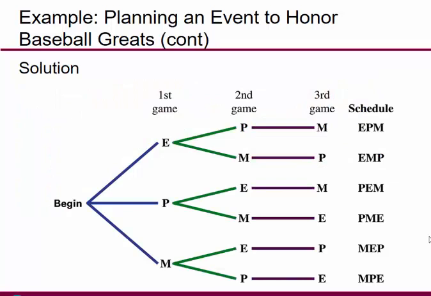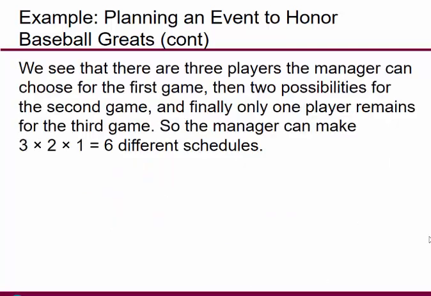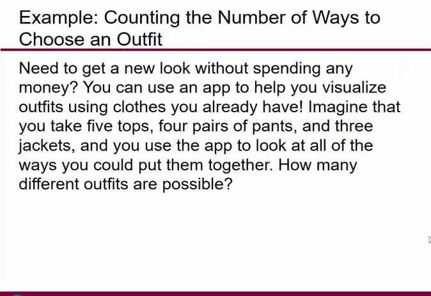Here we have a tree diagram: first game, second game, and third game. These are all the possible ways we can schedule the 3 MVPs. We see that there are 3 players the manager can choose from for the first game, then 2 possibilities for the second game, and finally 1 player remains for the third game. So the manager can make 3 times 2 times 1 equals 6 different schedules.